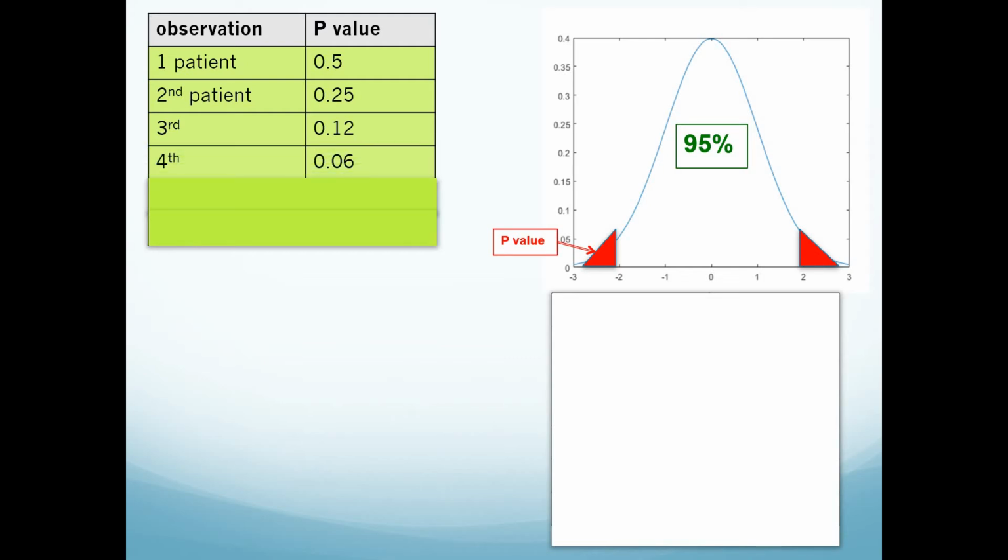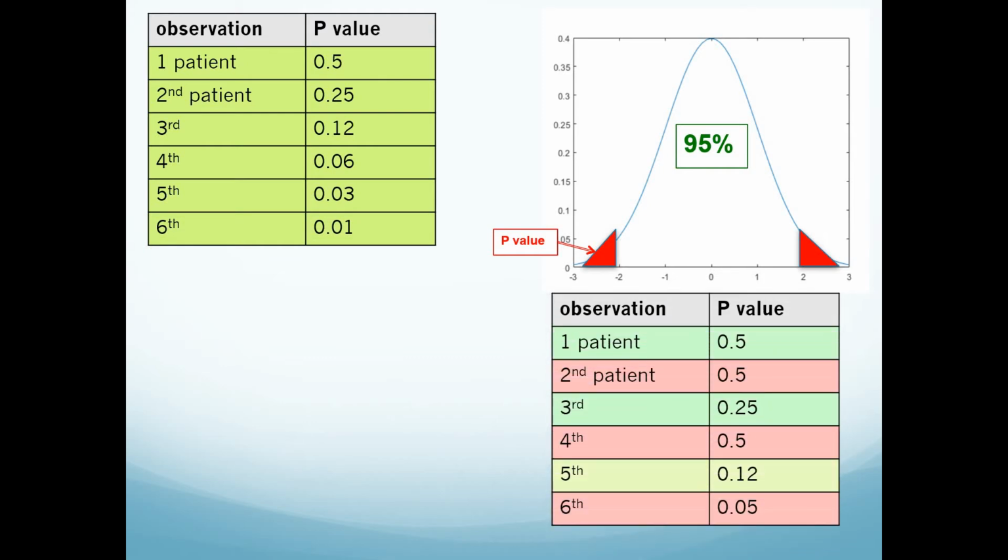And if we repeat it for the fourth and it is effective, then the effect to be by chance is dropped to 0.06. And if it's the fifth time, 0.03. If it's the sixth time, it is 0.01.